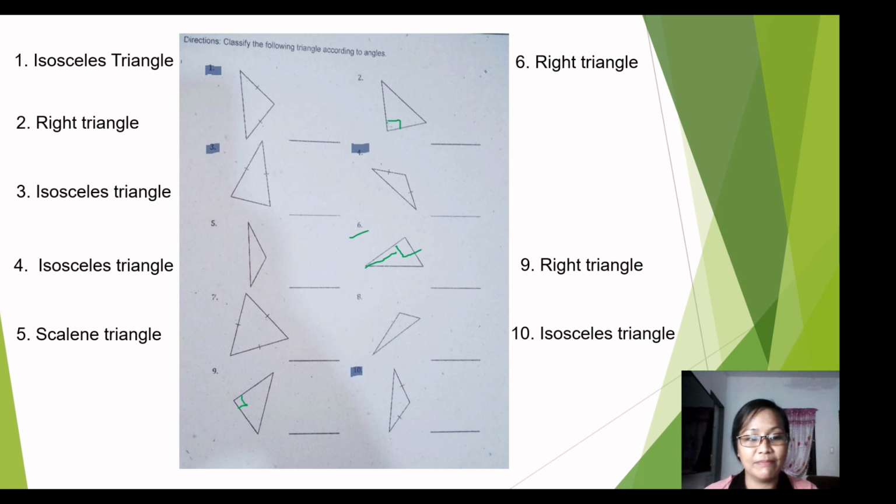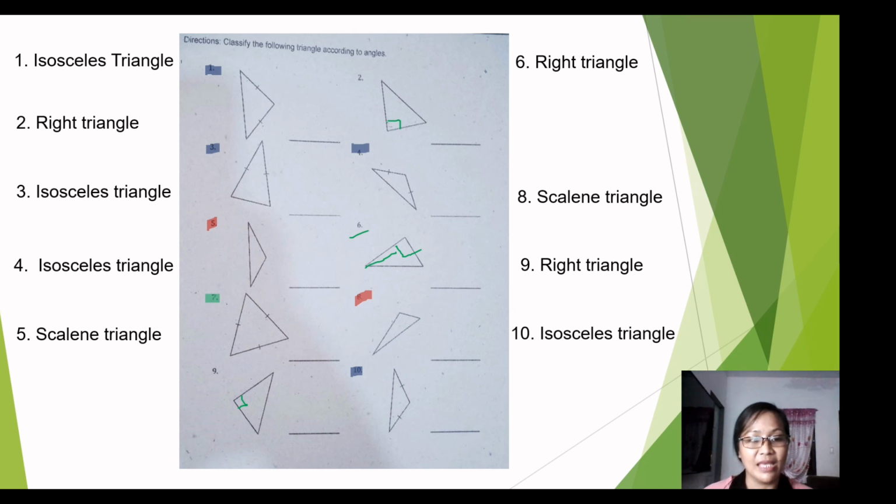Number 5, as you can see, all the sides are different. That means it is a scalene triangle. Next, number 8 is also a scalene triangle since all the sides are different.